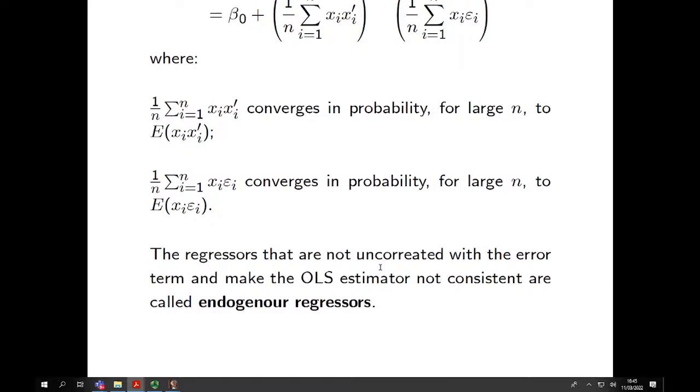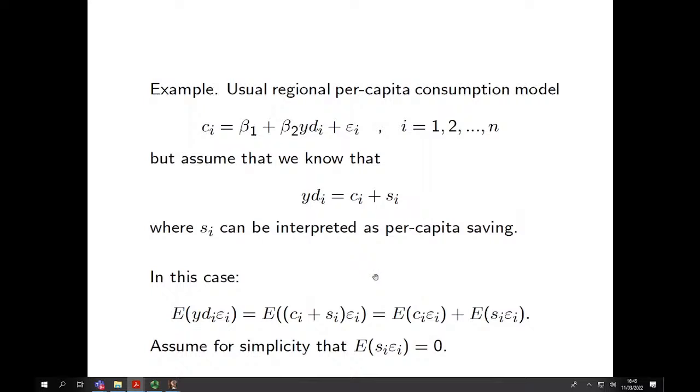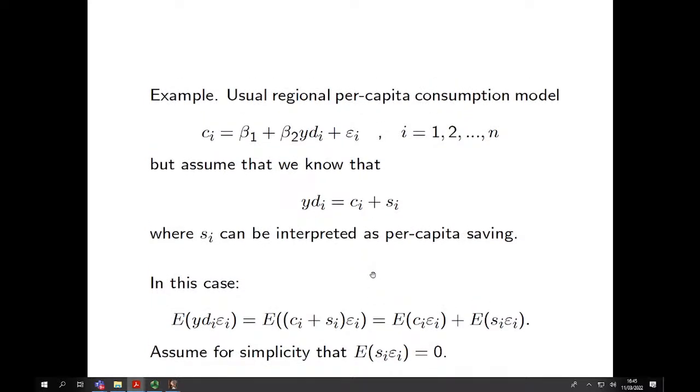Okay? Let me consider another example. Our starting example was based on time series. Now let me go to a cross-section example. And we also know this example very well. You remember the model: we estimated a model of 20 Italian regions. So n is small, n equal to 20.